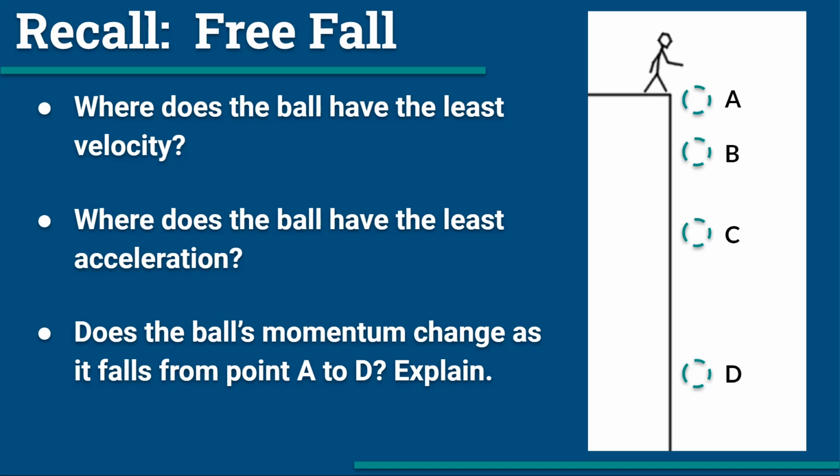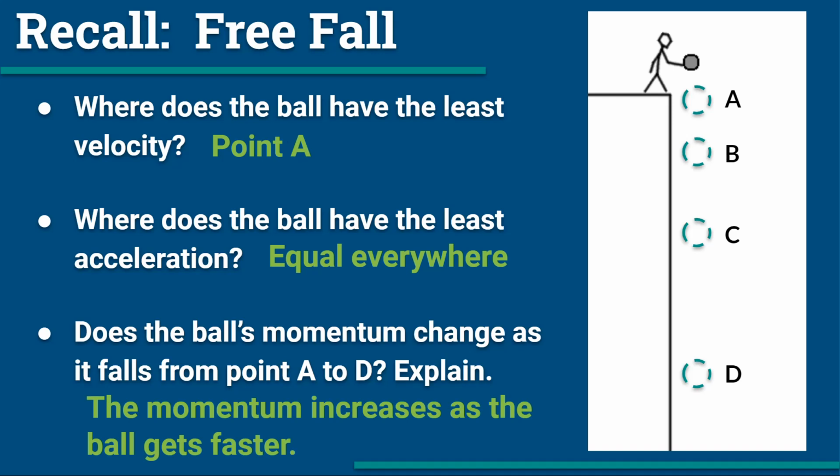Okay, we didn't talk about this with free fall, but we have talked about momentum, so let's see if we remember that as well. It says, does the ball's momentum change as it falls from point A to D? Yes. Okay, remember that momentum is mass in motion. It's mass times velocity, and if your velocity is changing, obviously your momentum would be as well. Okay, so again, we said that we have the least velocity at point A, that the acceleration is equal everywhere, and that the momentum increases as the ball gets faster.